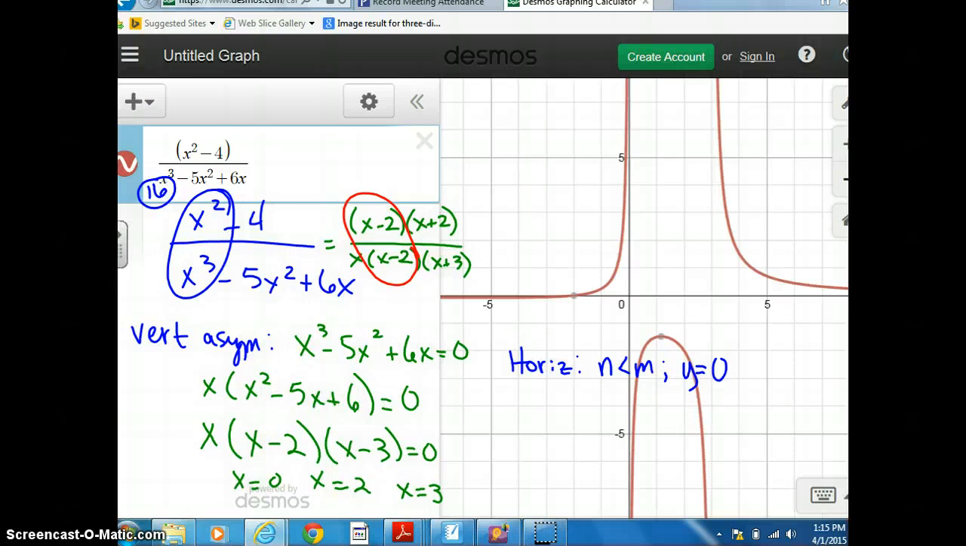So I have my horizontal asymptote at y equals 0. I have a vertical asymptote at x equals 0. And I have one at x equals 3.